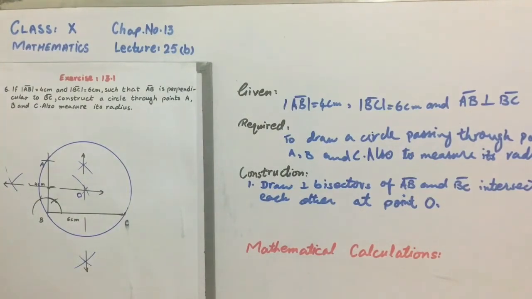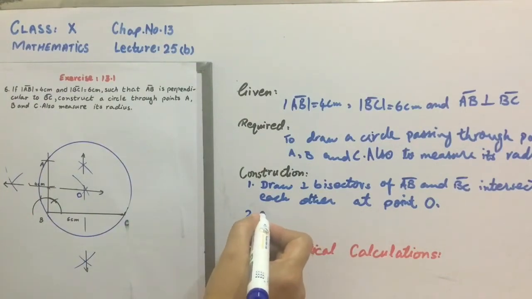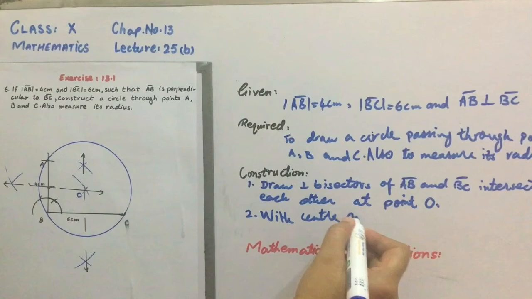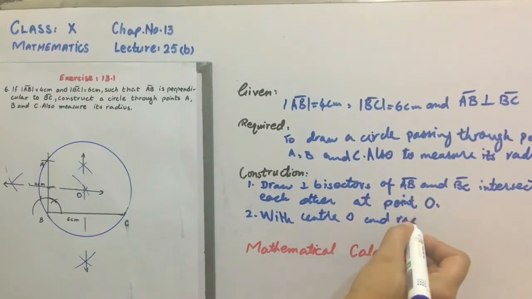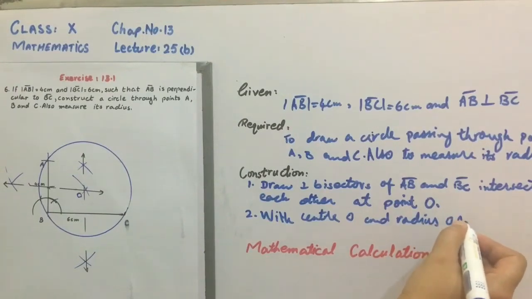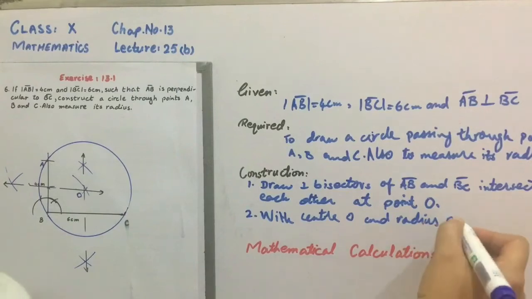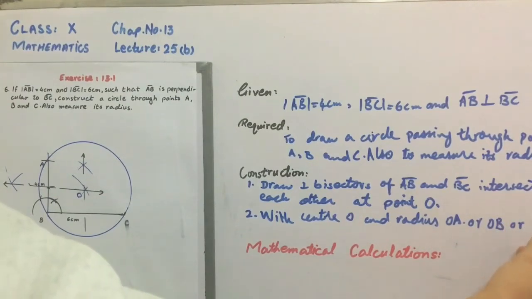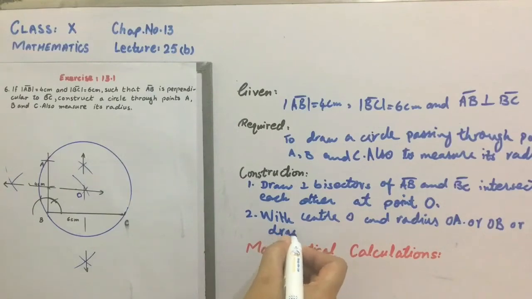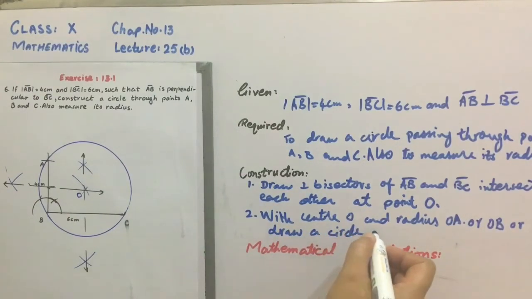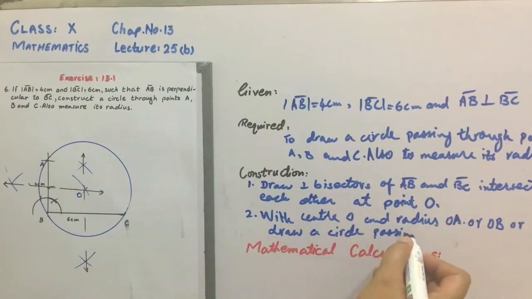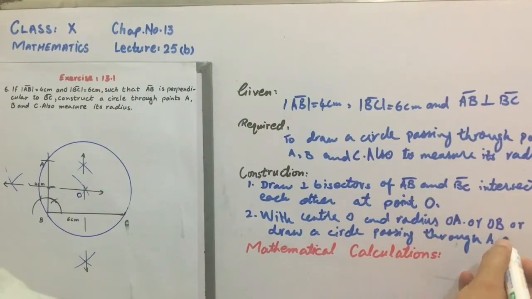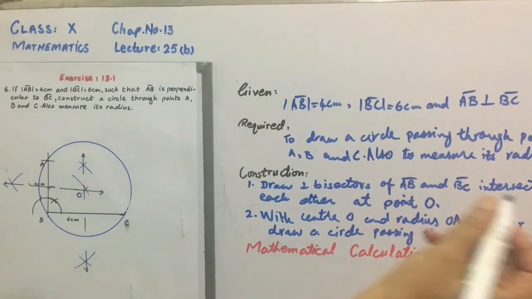We can write here like this. Number 2, with center O and radius OA or OB or OC, draw a circle passing through A, B and C, which is the required circle.